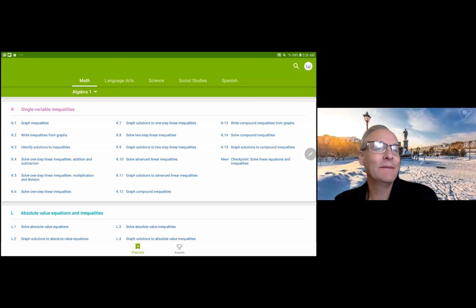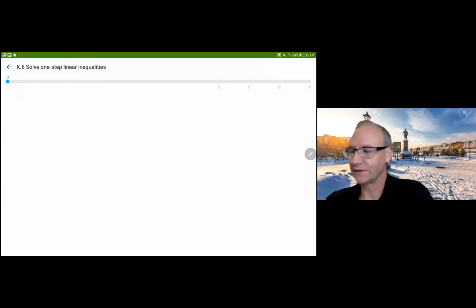Hi, everybody. I'm going to do K6. This is for IXL, Algebra 1, and we're solving single variable inequalities. And K6 is solve one-step linear inequalities. So apparently they're going to do addition, subtraction, multiplication, and division. So we're going to get started right away. And it looks like fun.